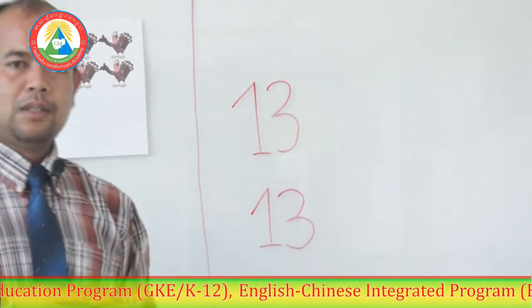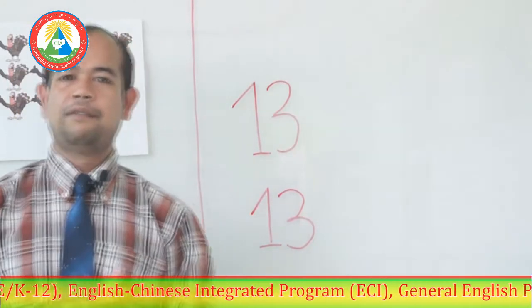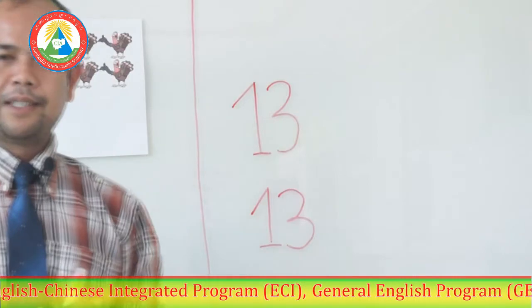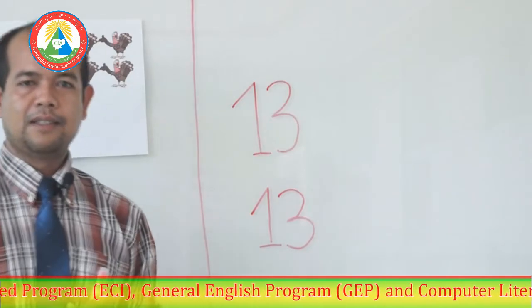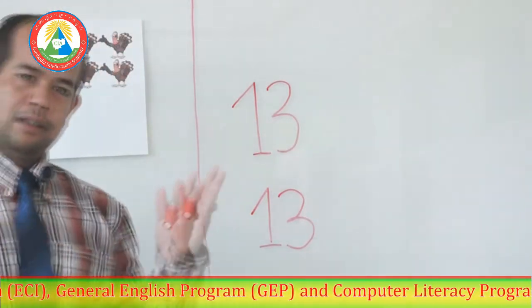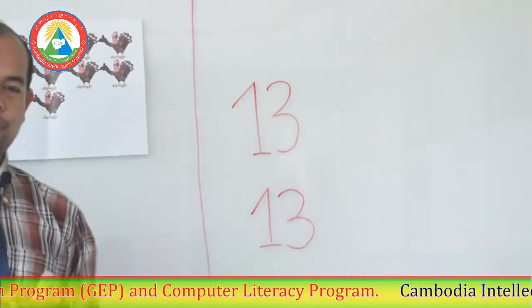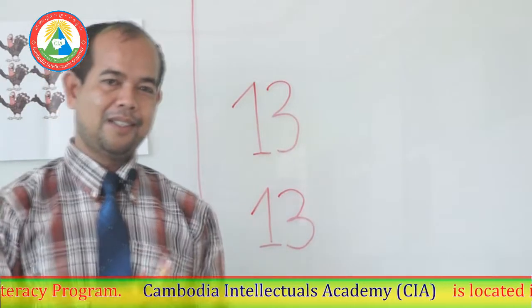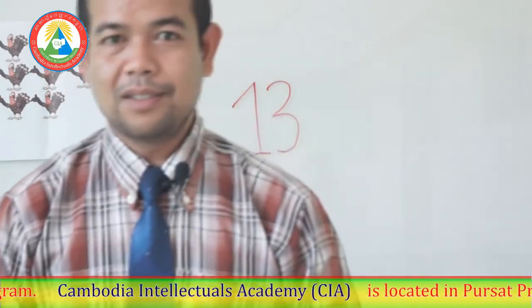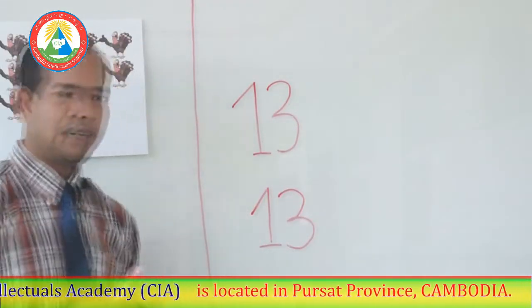Now, I count. 1, 2, 3, 4, 5, 6, 7, 8, 9, 10. Very good. Now you can raise up your slate or book to show me. I just monitor or inspect the number 13 that you have written. Yeah, very good. Clap your hands for yourself. Very good, all the kids.